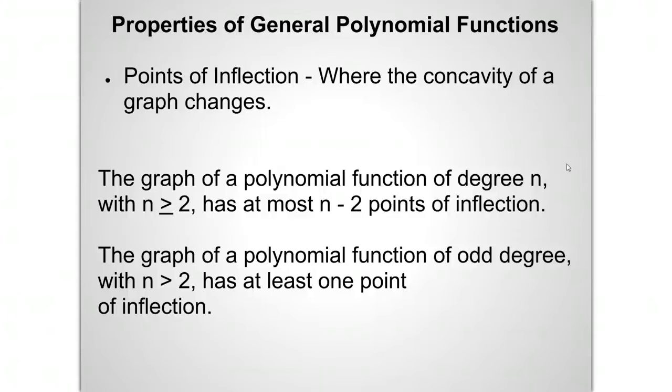So if the degree is greater than 2, which we're going to be looking at most of those, there'll always be 2 less than the degree points of inflection. And if it's an odd degree polynomial, it'll have at least 1 point of inflection.